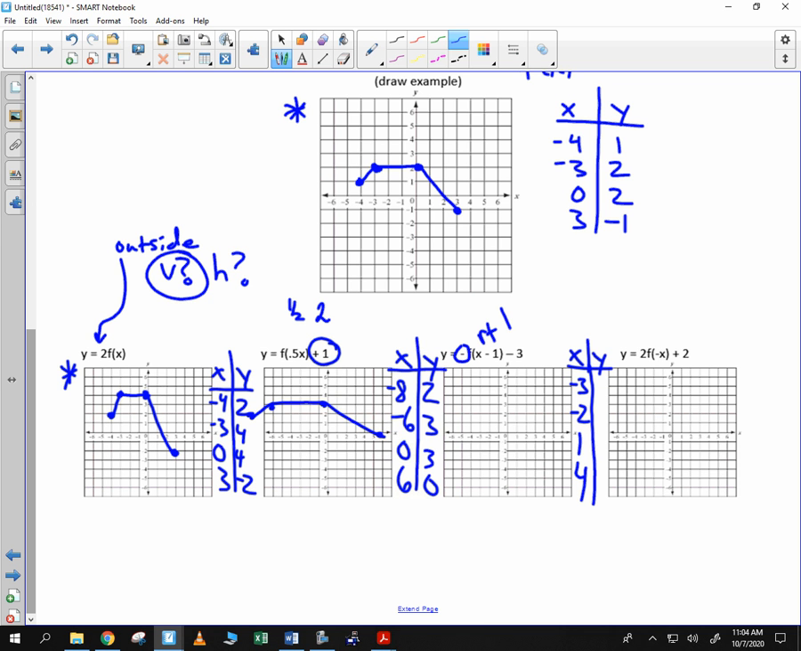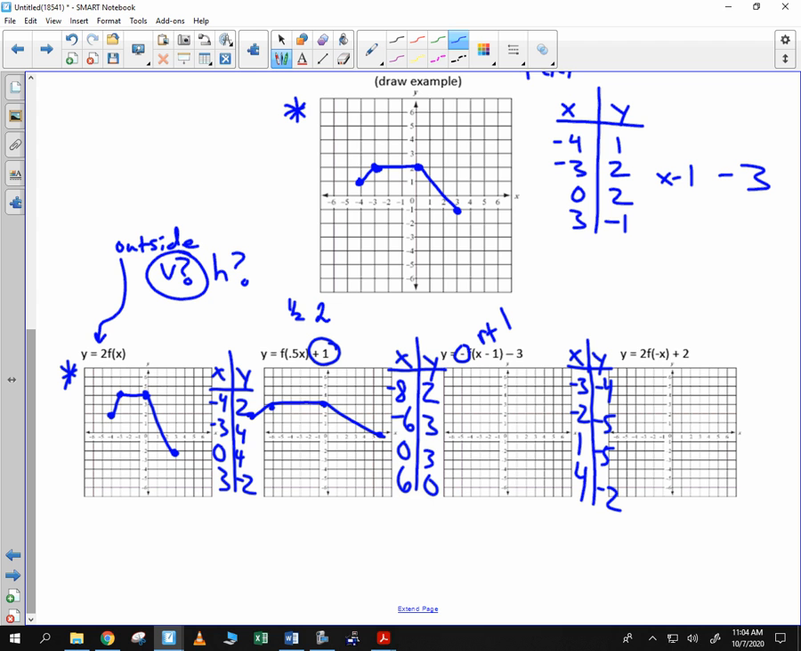Now, the negative on the outside, that's going to impact the y values. So all the y values, I'm going to multiply by -1, and then I'm going to subtract 3. So 1 times -1 is -1, -3 is -4. 2 times -1 is -2, -3 is -5. Same thing for the next one. And then -1 times -1 is 1, -3 is -2.